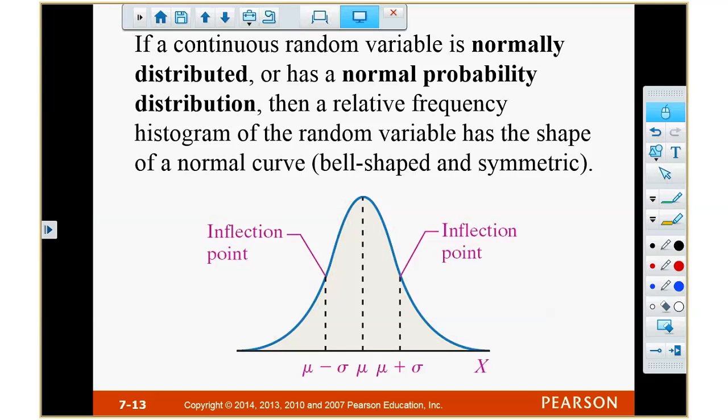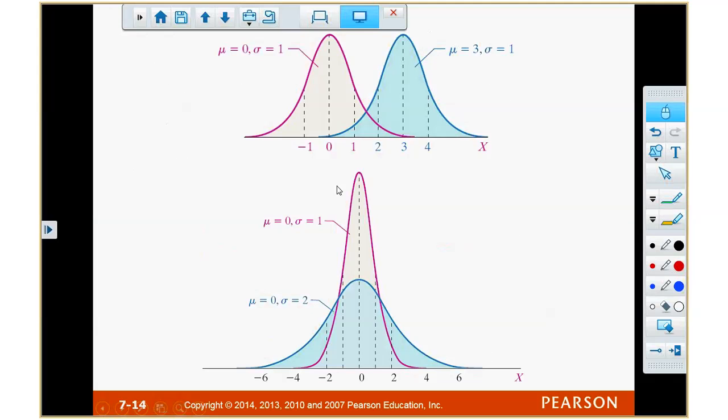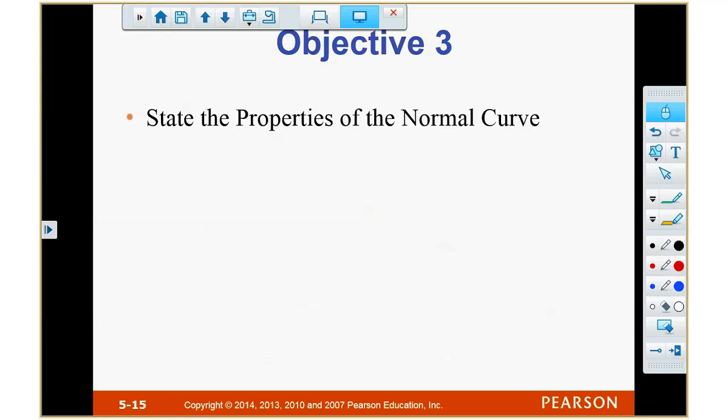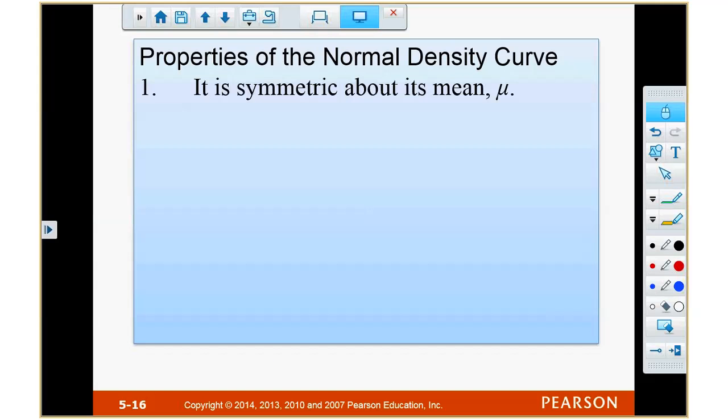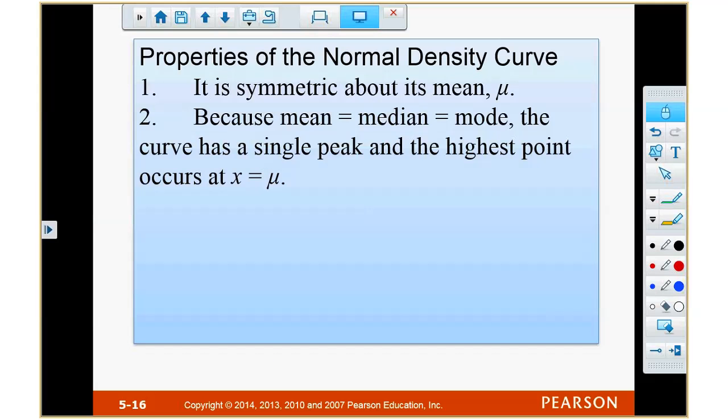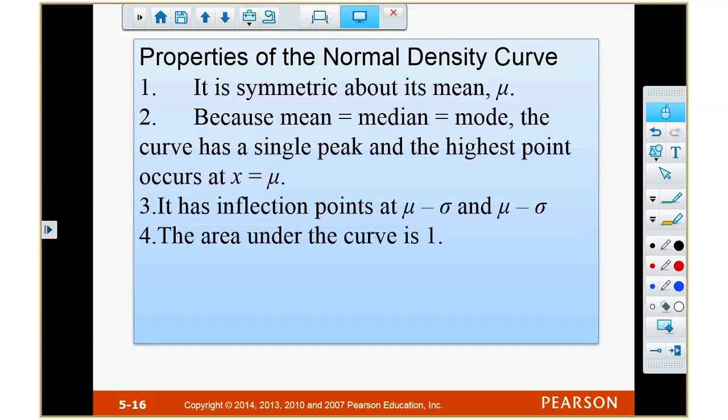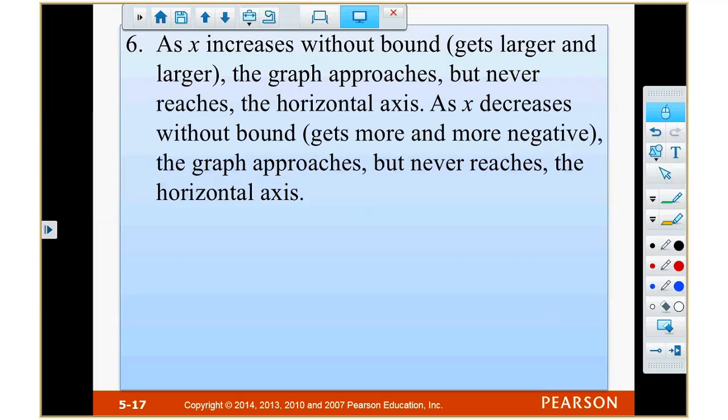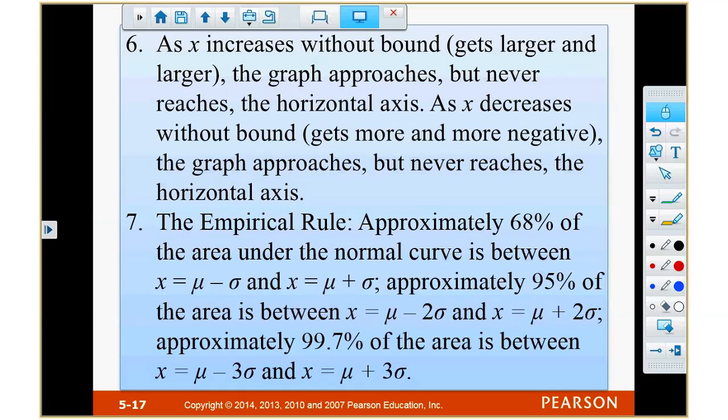Remember, the standard deviations are added to the right, subtracted on the left. Skewed right, skewed left, so on. I've already shown you that. It is symmetric around the mean, you know that. And you add and subtract the standard deviations. The area under the curve is 1. And we're going to talk about the half and all that in just a second. I'm not going over all that.